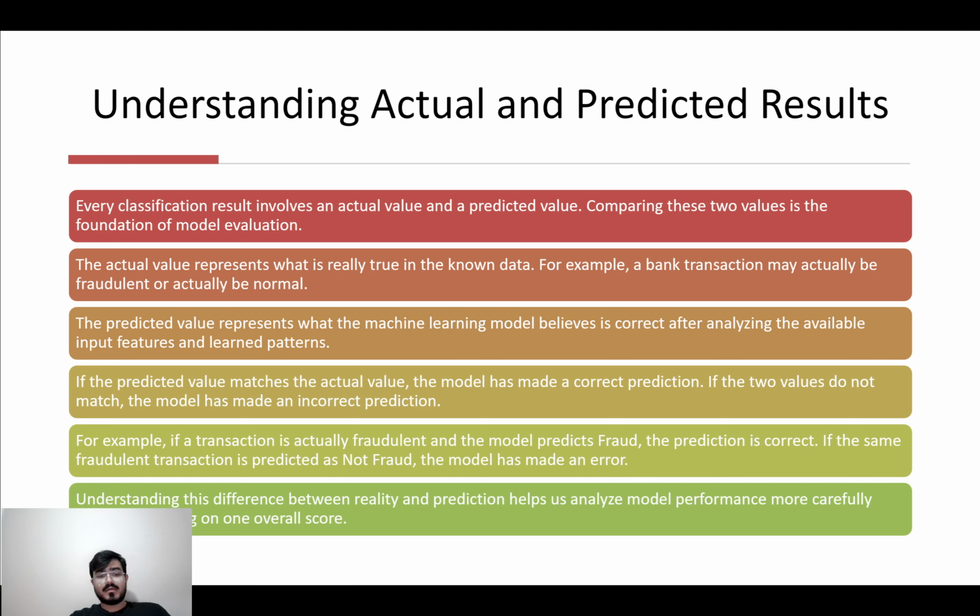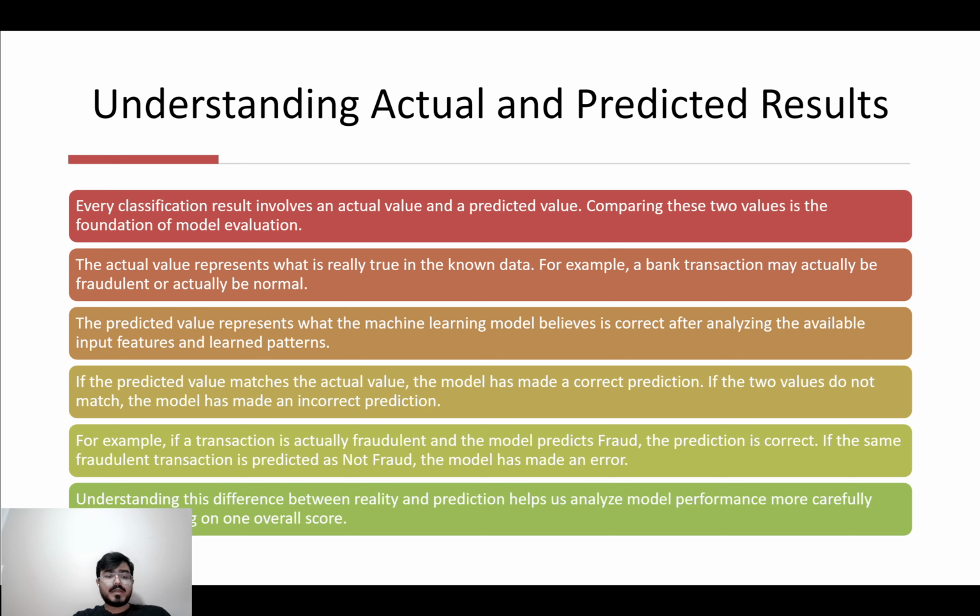Before we can understand a confusion matrix, we first need to understand two basic terms: actual results and predicted results. The actual result is the correct answer that already exists in the database. It represents what really happened in the real world. The predicted result is the answer generated by the machine learning model after it analyzed the available information. So the purpose of model evaluation is to compare these two values.